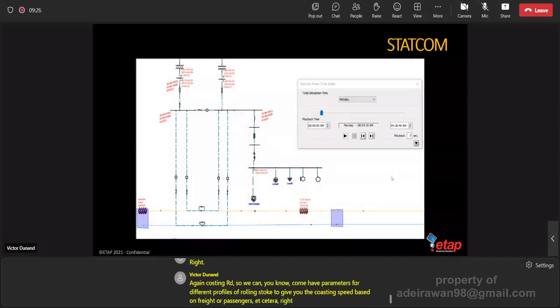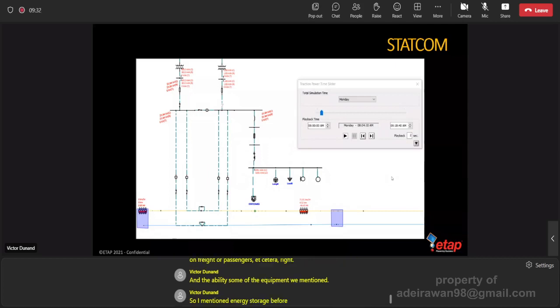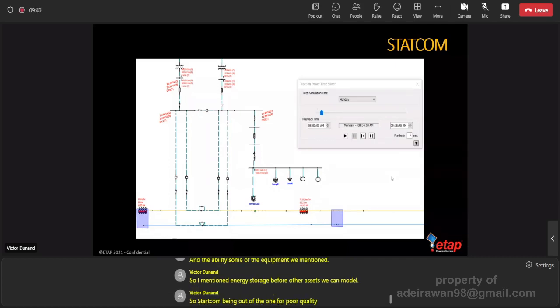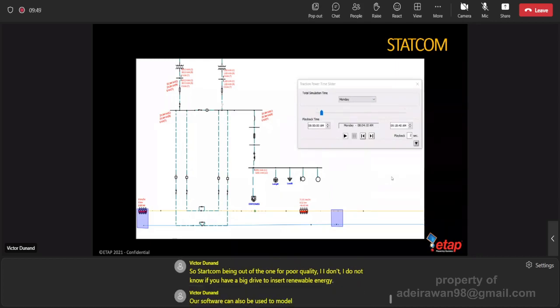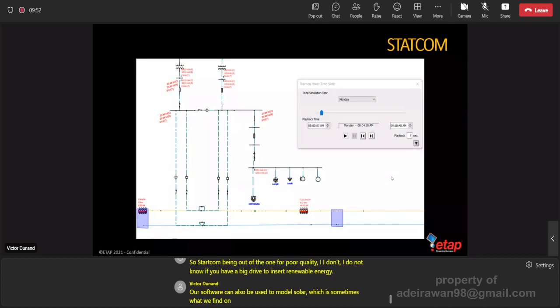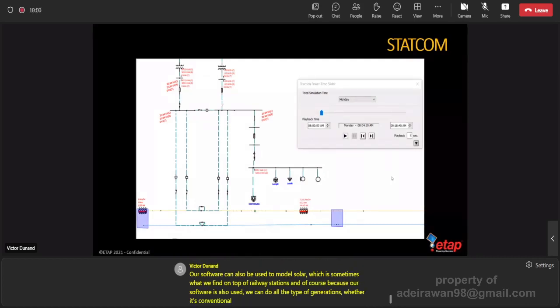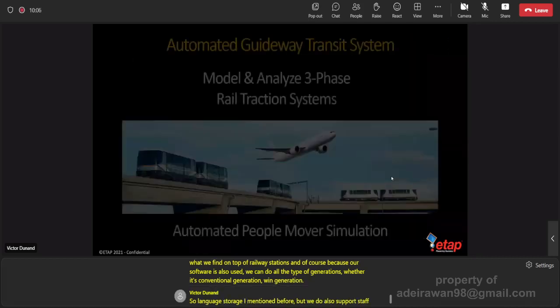Right. Another ability, some of the equipment we mentioned. I mentioned energy storage before. Other assets we can model: StatCom being another one for power quality. I do not know if you have a big drive to insert renewable energy, but our software can also be used to model solar, which is sometimes what we find on top of railway stations. And of course, we can do other types of generation, whether it's conventional generation, wind generation, solar, or energy storage, as I mentioned before. But we do also support StatCom too.